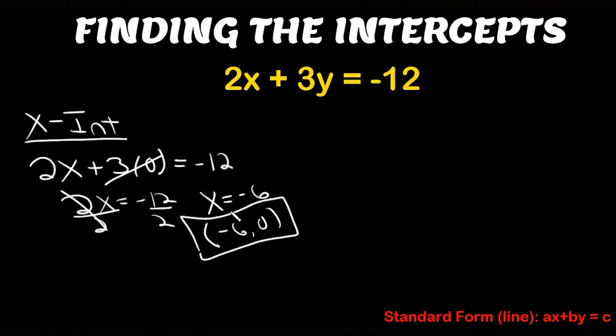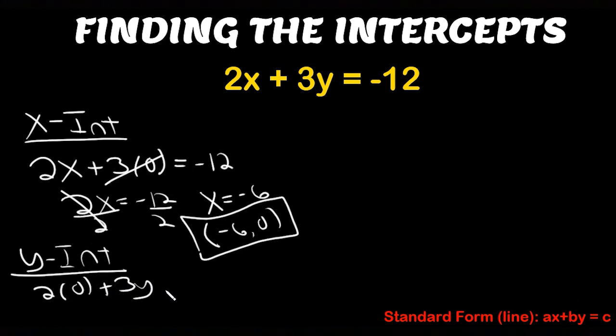Well, I do the same exact thing, except now I'm going to plug it into x. So for the y-intercept, all I'm going to do is plug it into x. So I'm going to have 2, here's my x, plug in a 0, plus 3y equal to negative 12. If we divide both sides by 3 now, we know that we're going to get negative 4 for y. So that's a coordinate. y is equal to negative 4.